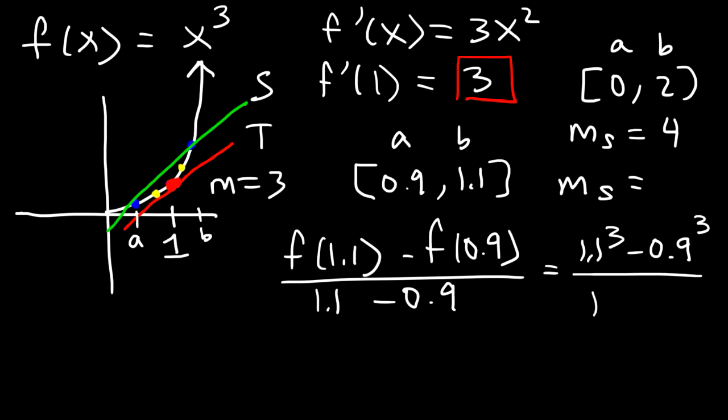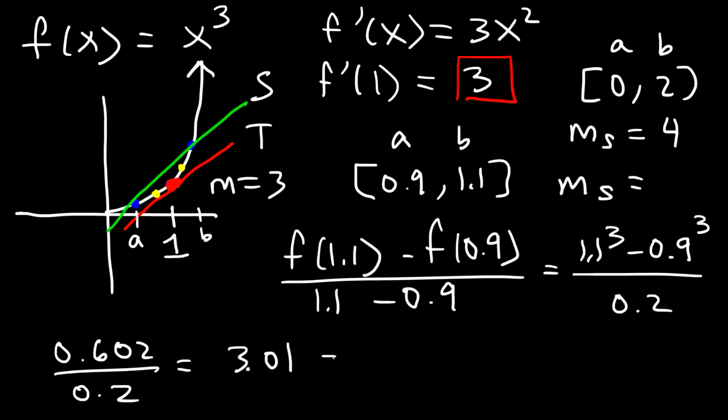1.1 minus 0.9 is 0.2, so let's just put that here for now. Now 1.1 to the third power minus 0.9 to the third power is 0.602. And if we divide that by 0.2, this will give us 3.01. So that's the slope of the secant line.